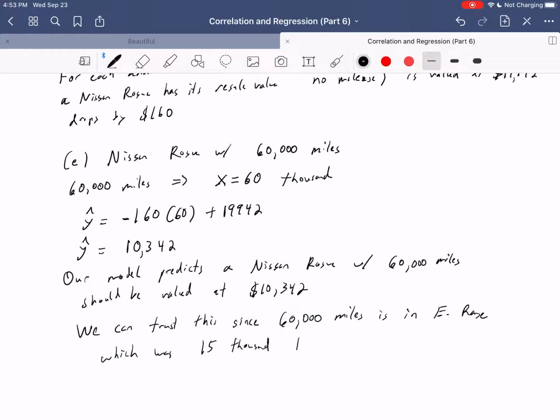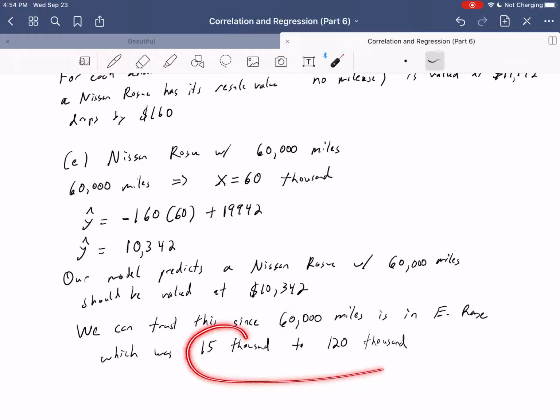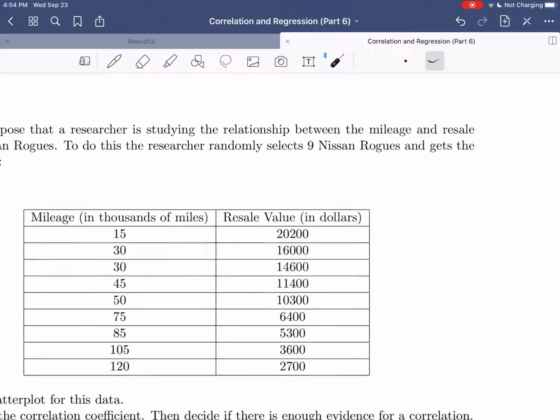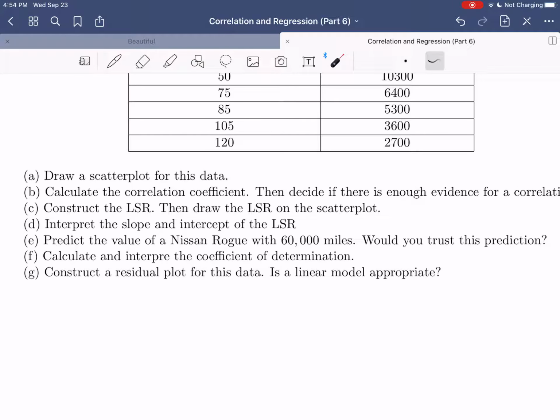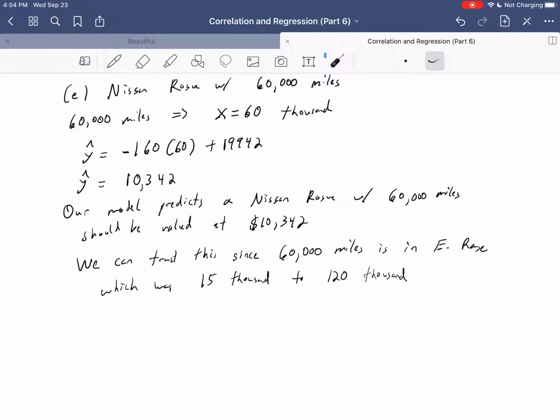which was 15,000 to 120,000. So we'd be comfortable using this model probably for brand new Nissan Rogues, ones that have like 10,000 miles, 30,000, 50,000, 60,000, 80, 90, 100, maybe 130,000, but we wouldn't probably be comfortable using this model to predict the value of a Nissan Rogue with 200,000 miles, because our data was from 15,000 to 120,000. All right. Let's go ahead. I think we've got one more part before we get to the residual plot. We want to calculate and interpret the coefficient of determination. So we'll do that right here.